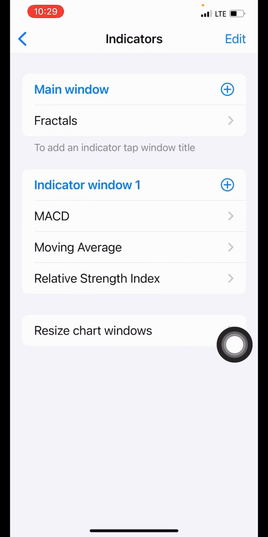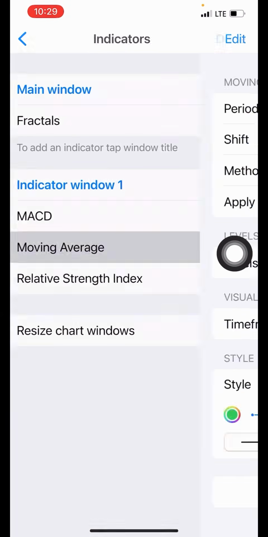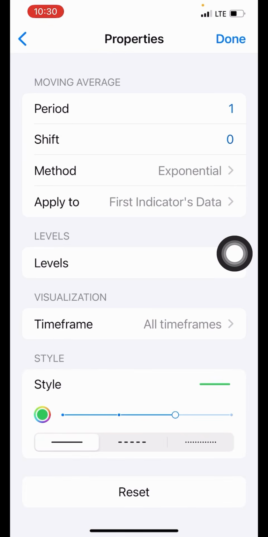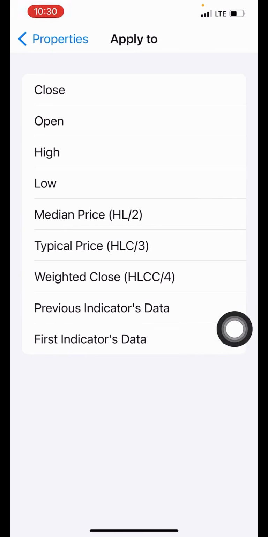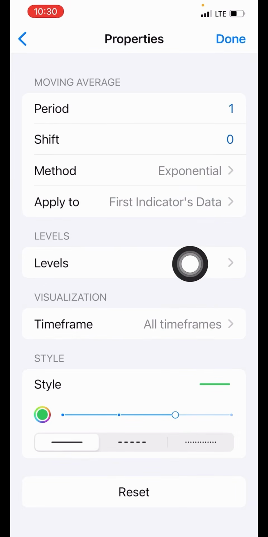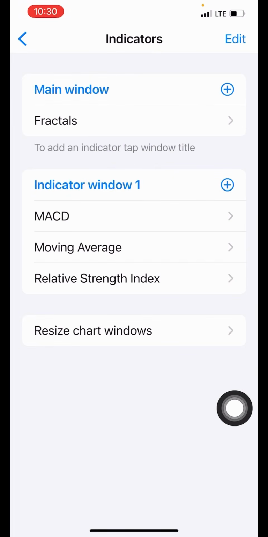Now the next indicator we have here is moving average. You are going to be clicking on the indicator window 1 plus icon here, the second plus icon here, and then you search for your moving average. These are the properties for the moving average. The period is 1, shift is 0, method is exponential. Apply to first indicator's data. The level, you leave it as it is. Time frame, you leave it as it is. The style, you are going to make it color green, 3 pixels, and then you click on done. That's it for the moving average.